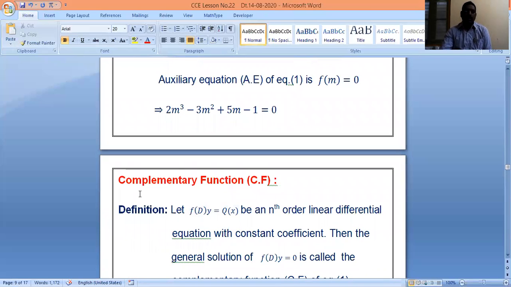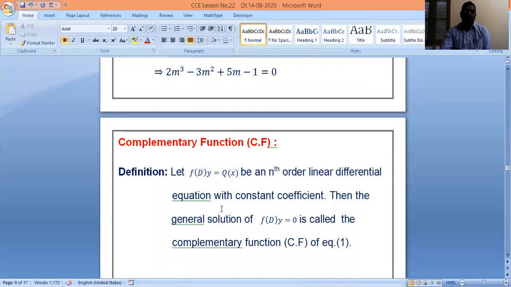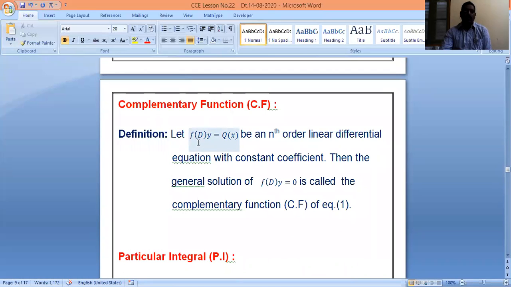Now, what is the complementary function? Let f of D into y is equal to q of x be an nth order linear differential equation with constant coefficients. Then the general solution of f of D into y is equal to 0, that is the homogeneous linear differential equation, is called the complementary function of equation 1. The general solution of the homogeneous equation is called the complementary function of equation 1.